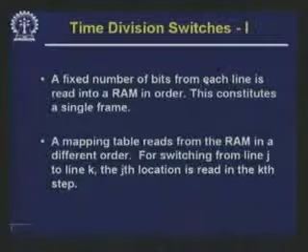In time division switches, the bits or bit streams may follow the same path. That means different calls are following the same path, but they are using different time slots. A fixed number of bits from each line is read into a RAM in order. This constitutes a single frame. That means a fixed number of bits from each line. A mapping table reads from the RAM in a different order. For switching from line J to line K, the jth location is read in the kth step.